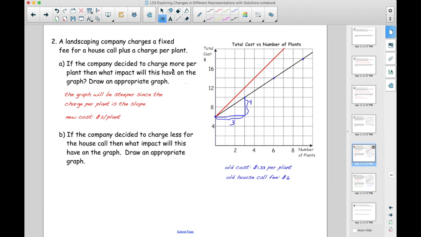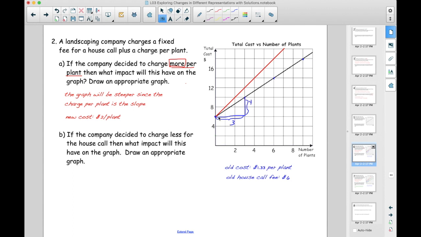So charge more per plant, there's the word per, that definitely tells us it's a rate. If we change the rate, we're going to change the steepness. Now they told us they're going to charge more, so if we charge more, it's going to increase in magnitude. If it increases in magnitude, it's going to make the graph steeper. So the steepness of the graph will change because the magnitude of the slope is increasing.